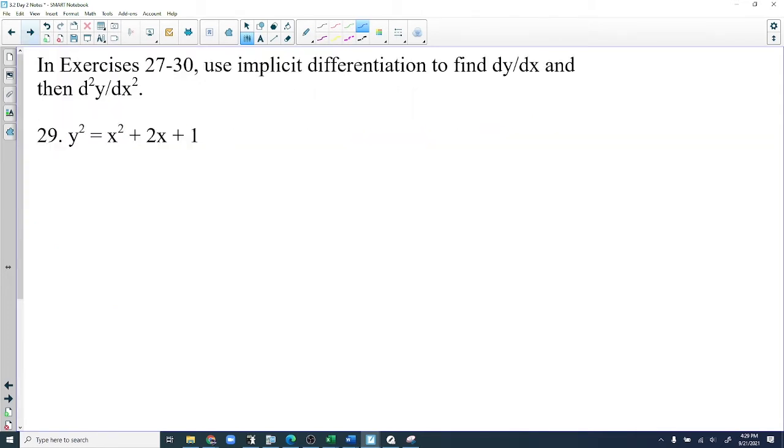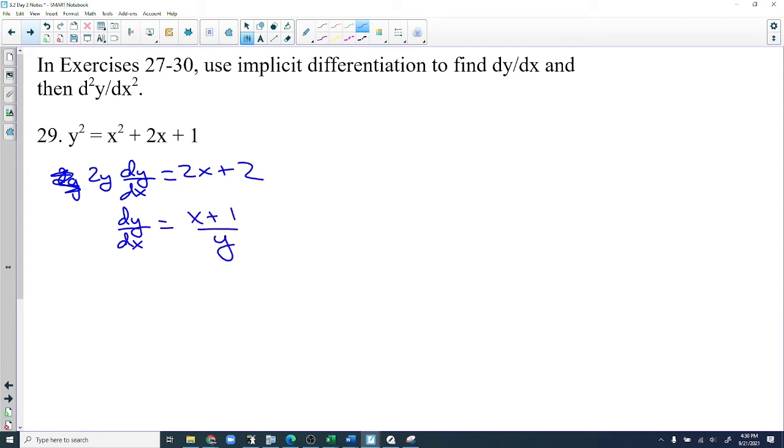Exercise 27 through 30, use implicit differentiation to find dy/dx and then the second derivative. So let's do the first derivative. We have 2y dy/dx is equal to 2x plus 2. So let's divide by 2y. That's (x plus 1) over y, because we can factor out the 2 on top, cross it out with the 2 on the bottom, and that's what we end up with.